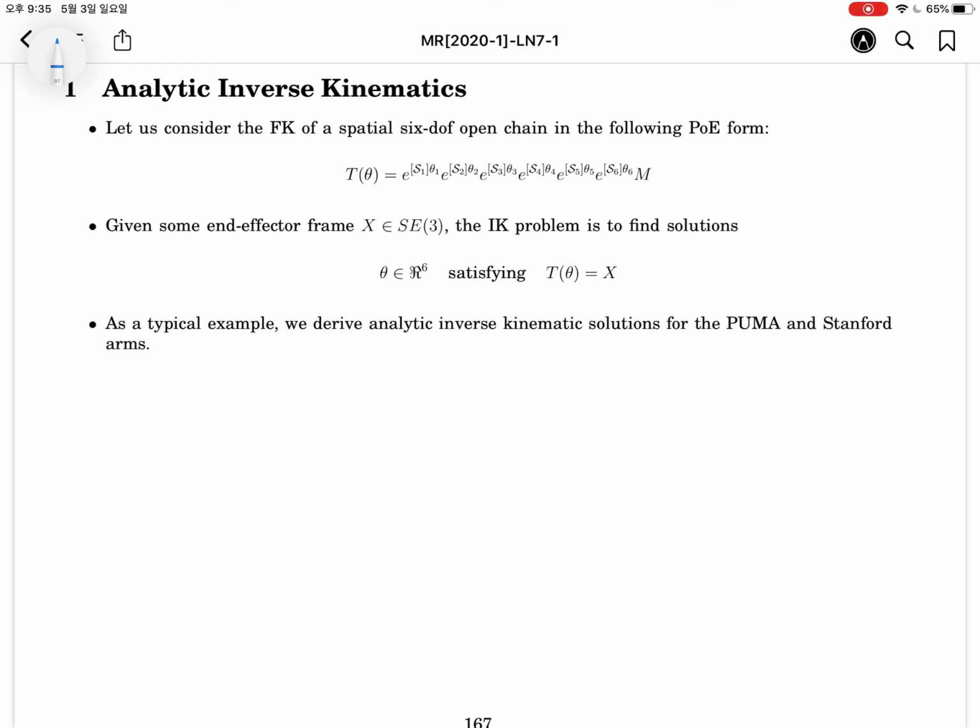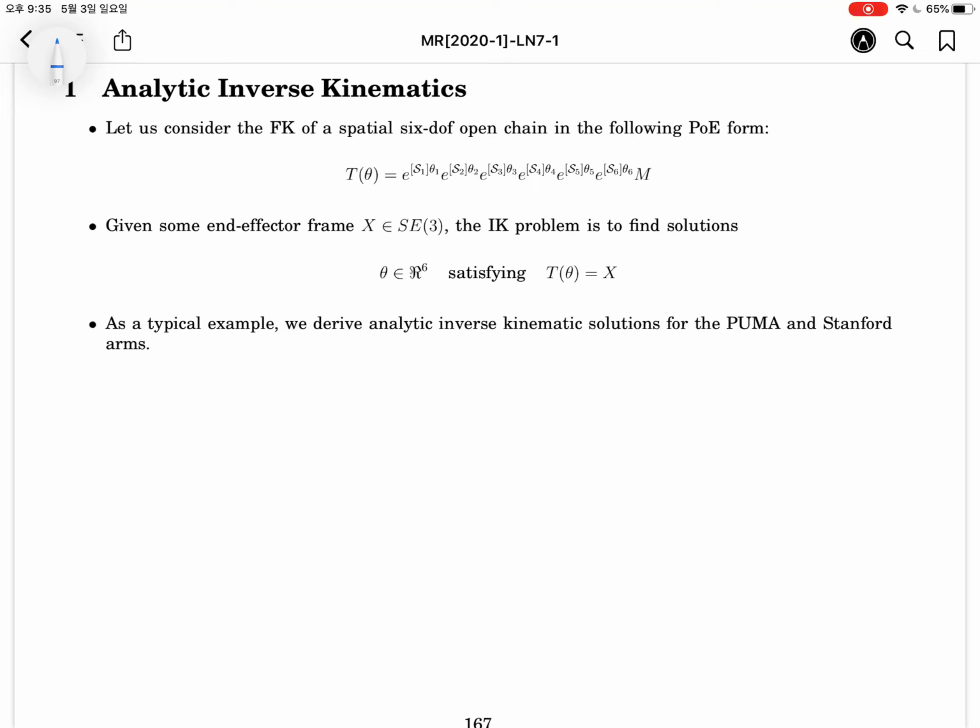Okay, section 6.1, Analytic inverse kinematics. In this section, we will deal with the two kinds of traditional conventional robot system, such as the Puma 560 and the Stanford arm. Actually, the Stanford arm is very similar to the Puma 560, except the third joint, the elbow joint, is replaced with a prismatic joint.